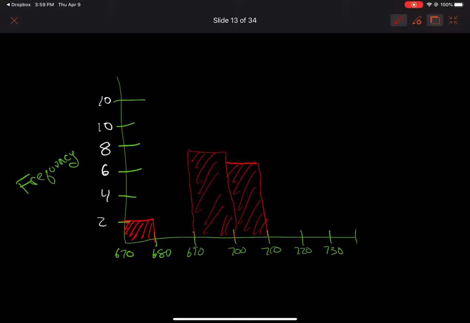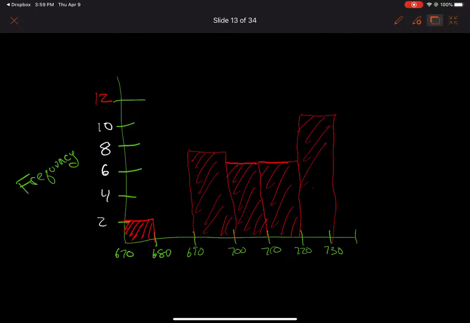710 to 720, there were also 9. 720 to 729, there were 11. Oops, over here should be 12. Okay, so this is 11, so it's approximately right there. And then 730 to 739, there were 7 of them again. So this would be my frequency histogram because this tells me how frequently they show up.